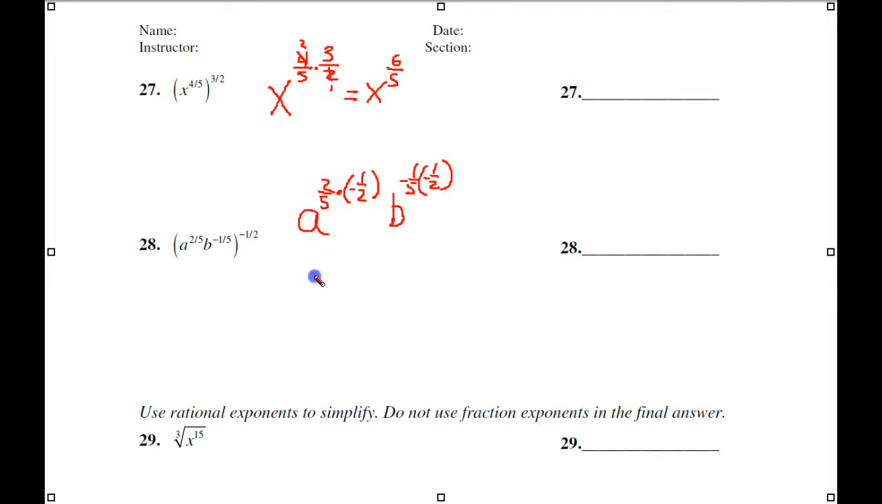So here, this is going to be a. Notice these cancel out, and I get a negative 1/5. I'm not finished with that yet. And this will be b, and that'll be a negative times a negative, so that gives me a positive 1/10. And to keep our exponents positive then, this becomes b to the 1/10 over a to the 1/5. And that should do it.